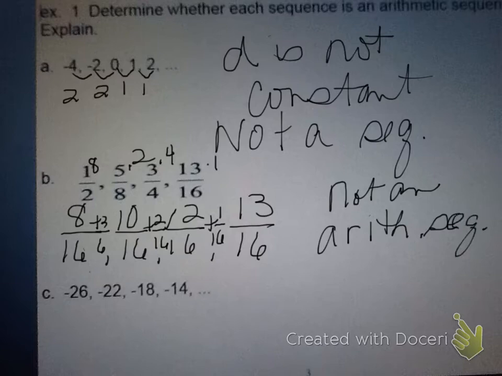Example C, from negative 26 to negative 22, I added 4. From negative 22 to negative 18, I added 4. And from negative 18 to negative 14, I also added 4. So d is constant, therefore it is an arithmetic sequence.